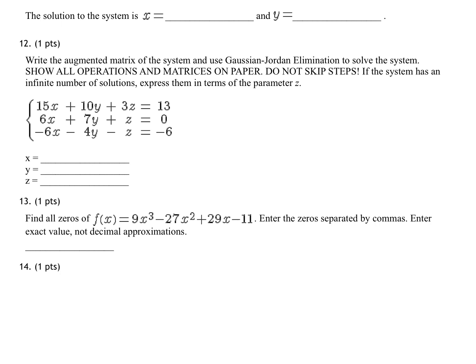Okay, so number 12. First of all, if you didn't want to use Gaussian elimination or the Gauss-Jordan method, there is an option here, as long as you can do the following. If you can write this as an augmented matrix, so that I know that you can at least do that, so that'll be 15, 6, negative 6, 10, 7, negative 4, 3, 1, negative 1, and then 13, 0, negative 6. You can solve using the Gauss-Jordan method.